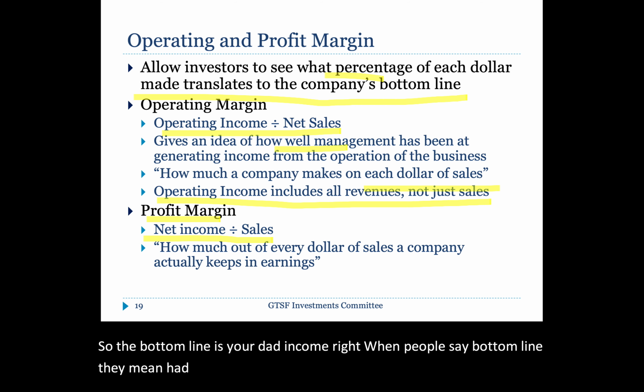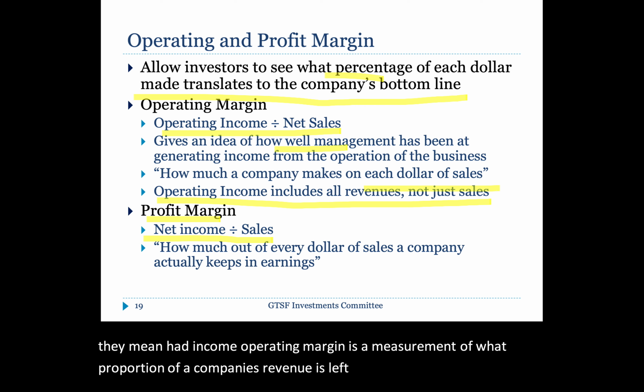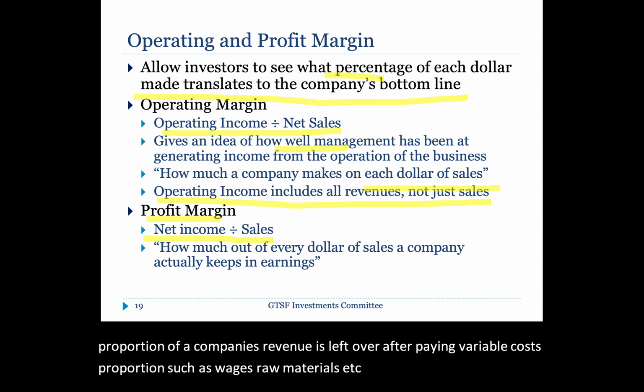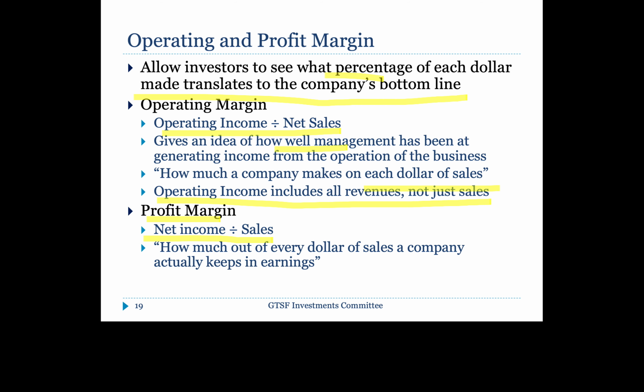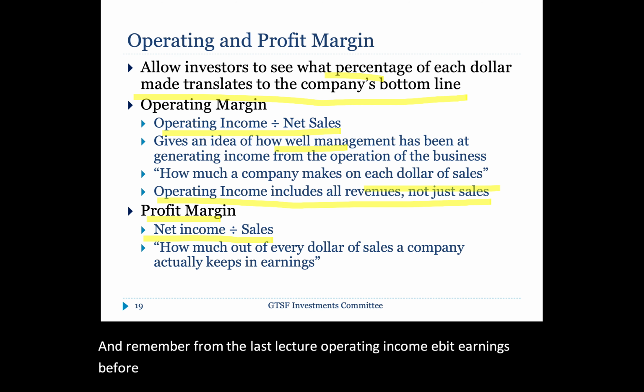Operating margin is a measurement of what proportion of a company's revenue is left over after paying variable costs of production such as wages, raw materials, etc. A healthy operating margin is required for a company to be able to pay for its fixed costs, such as interest on debt. It's always best to look at how operating margin changes over a period of time. We want to see how operating margin changes over time periods. And remember from the last lecture, operating income, EBIT, earnings before interest and tax, is equal to revenue minus cost of goods sold minus operating expenses minus depreciation and amortization.